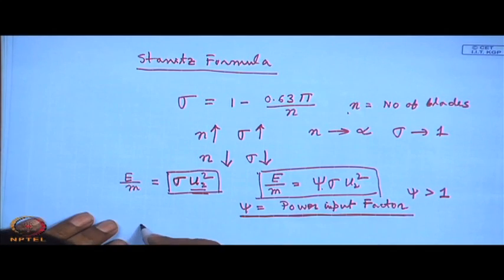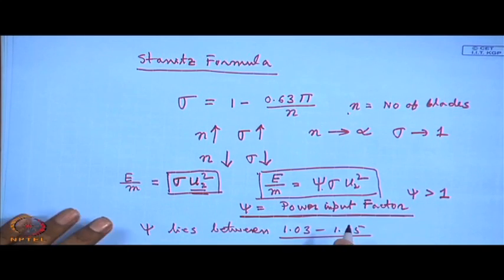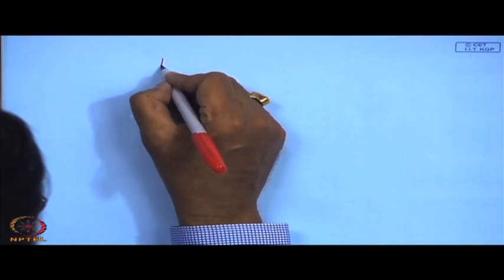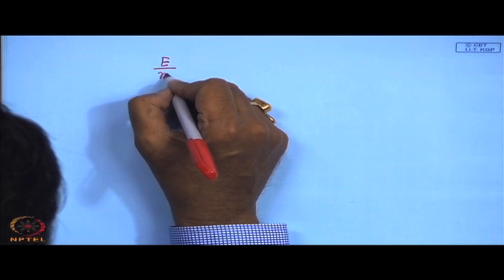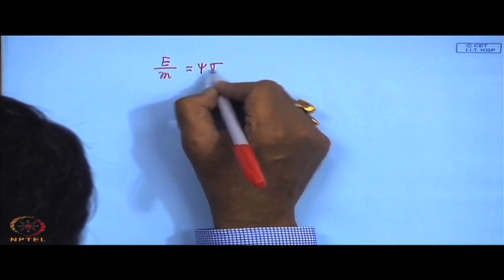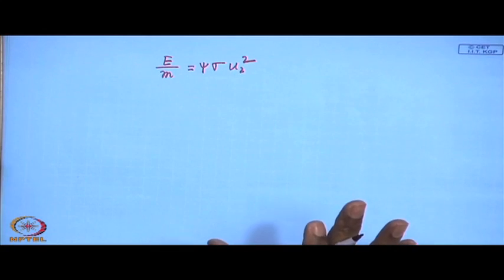And this value of psi usually lies between 1.03 to 1.05. So finally we arrive at the expression that the energy per unit mass given to the fluid is sigma psi U2 square. This is the amount of energy given to the fluid.